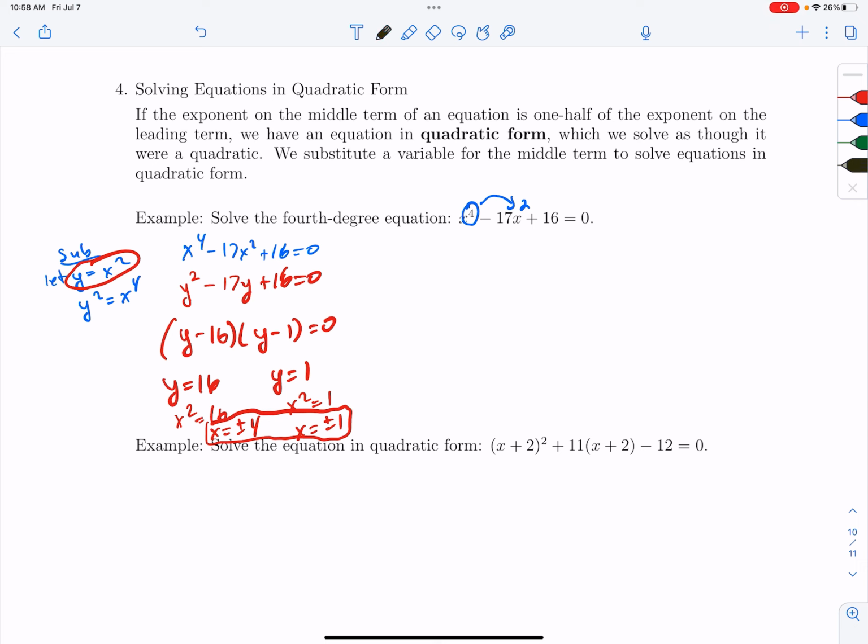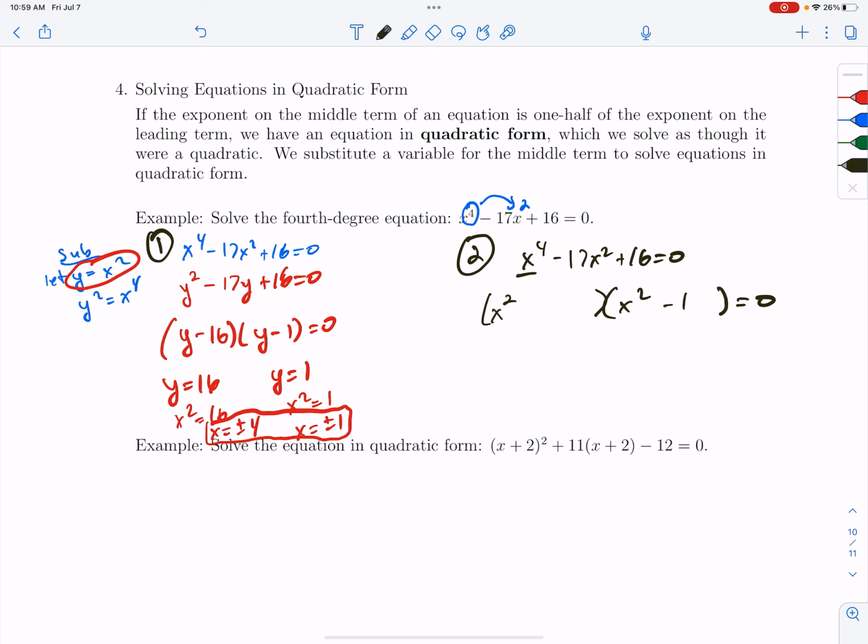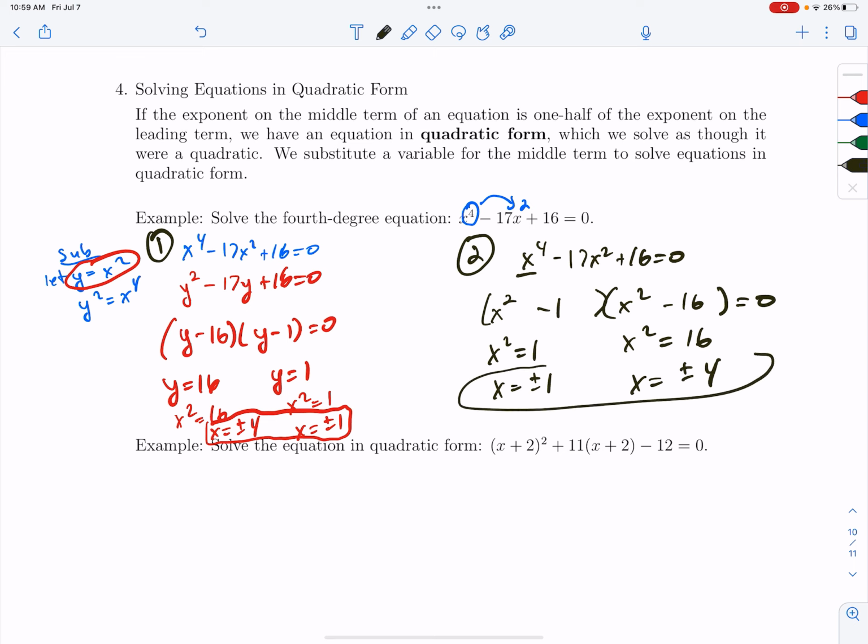All right, a second way we can do that, so that's the first way, is by making a substitution. The second way is just factoring this right off the bat. Okay, so two things that multiply to x to the fourth are x squared and x squared. And then two things that multiply to 16 that add to negative 17 are negative 16 and negative 1. So I get x squared is equal to 1, x is equal to plus or minus 1, and then x squared is equal to 16, x is equal to plus or minus 4. So that's how we get those 4 solutions.